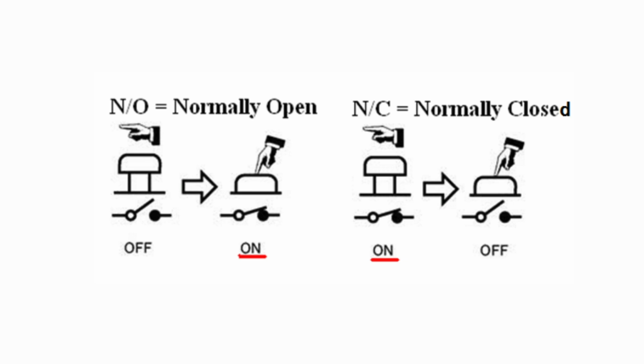Now let's talk about contacts, the building blocks of ladder logic. We have two types of contacts, normally open and normally closed. A normally open contact, or NO, closes when its linked input or bit is 1 or true. In other words, if you push the start button, the contact closes, letting power flow.